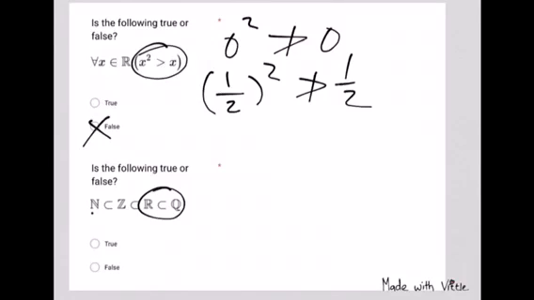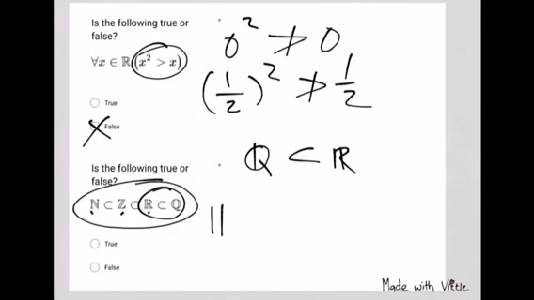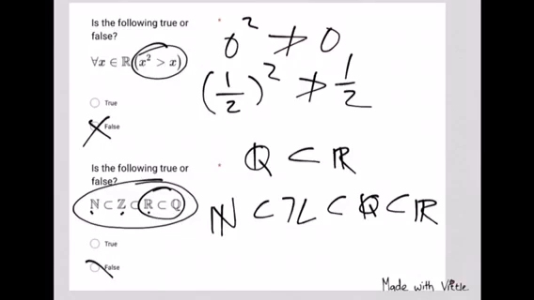And for the last one, here's the issue right here. Yeah, the natural numbers are a subset of the integers, and the integers are a subset of the real numbers, but the proper way to write that last subset would be the rationals are a subset of the real numbers. So if you want to write this string of subsets properly, you would have the natural numbers are a subset of the integers, are a subset of the rational numbers, are a subset of the real numbers. So that one is false.